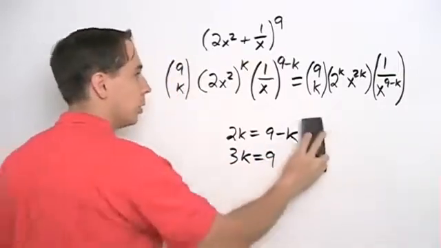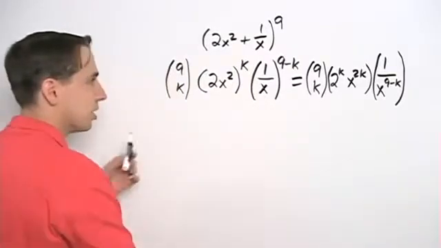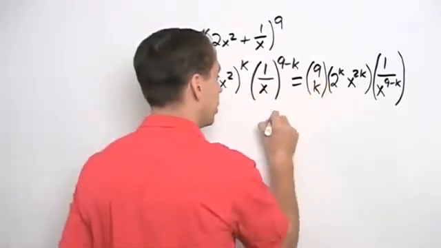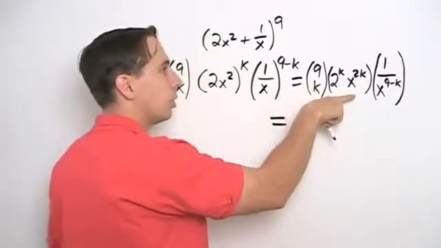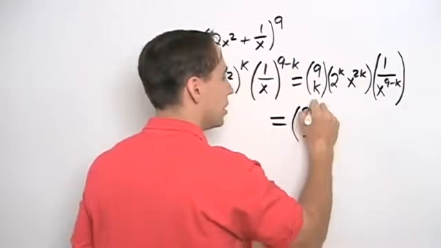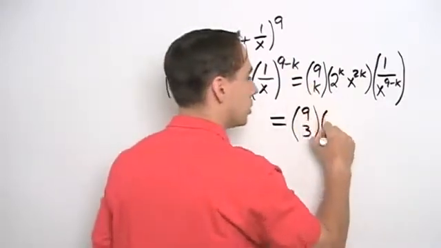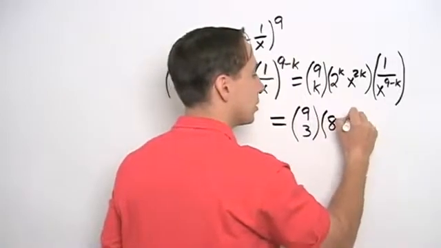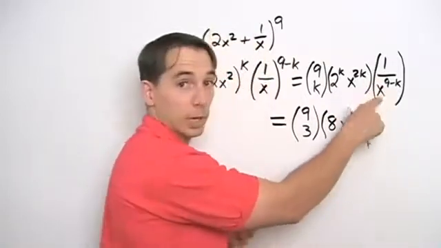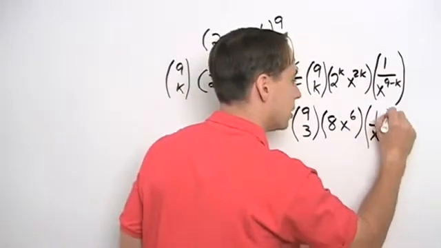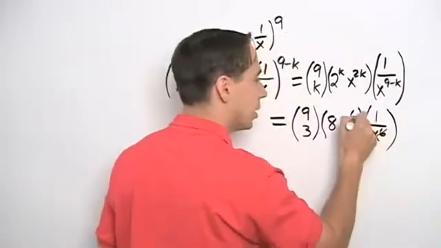And now we know which term we want. And instead of starting over and figuring out what that term is, we already have the formula here. We already know where to put our k. We know that k is 3. So we have 9 choose 3 times 2 cubed, which is 8, times x to the 6th times 1 over x to the 9 minus 3, which is 6, 1 over x to the 6th. And there we go, just as planned.